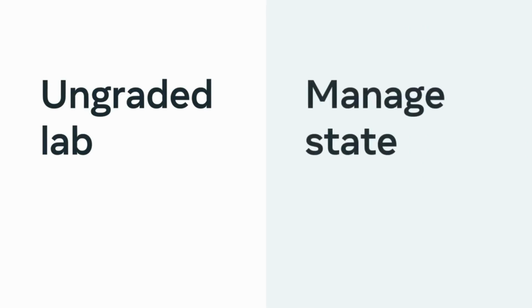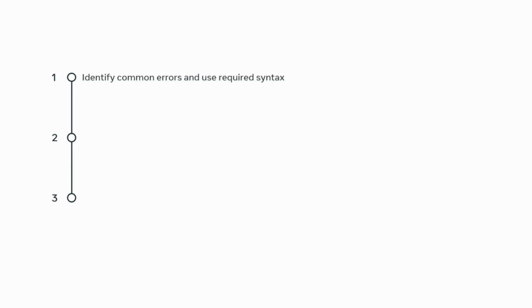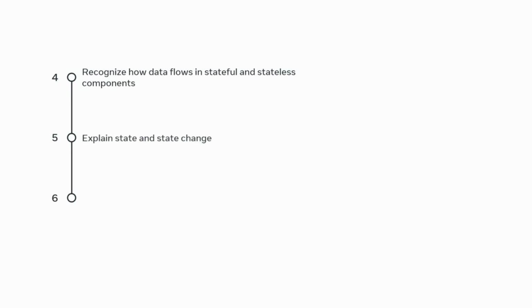And finally, you've completed an ungraded lab that tested your ability to manage state in React. After completing this module, you are now able to identify some common errors associated with events and use the syntax required to handle them. Use an event to dynamically change content on a web page. Explain the hierarchical flow of data in React. Recognize how data flows in both stateful and stateless components. Explain the concept and nature of state and state change, and use common methods to manage state in React.